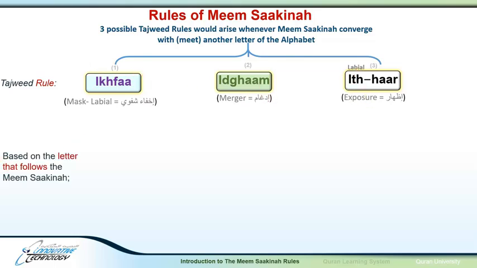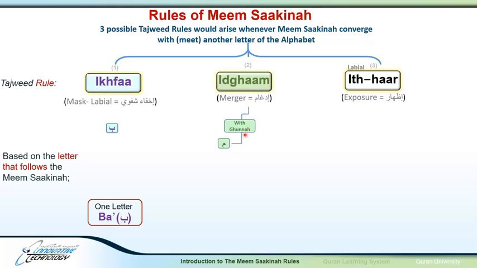Now, the rules, whether ikhfa or idgham or idhar, are based on the letter that follows the Meem Sakinah. So ikhfa comes when the following letter is a ba, and it's only the letter ba that causes ikhfa of the Meem Sakinah.